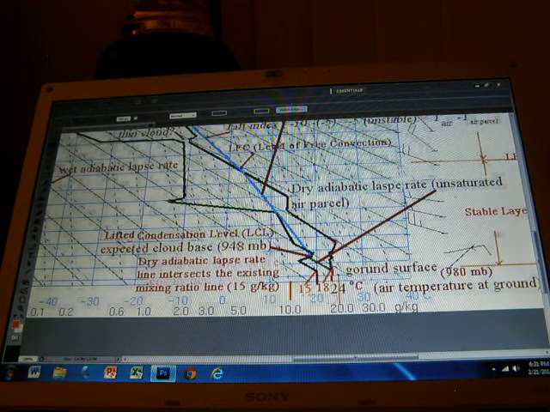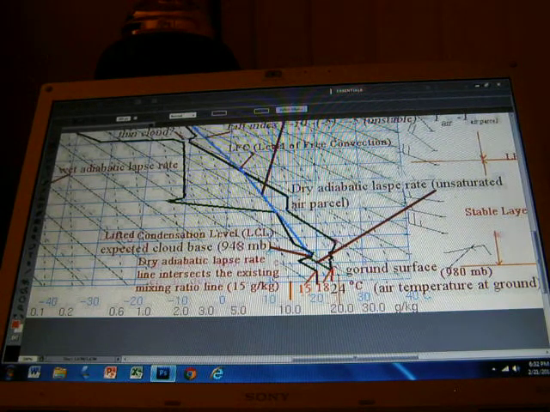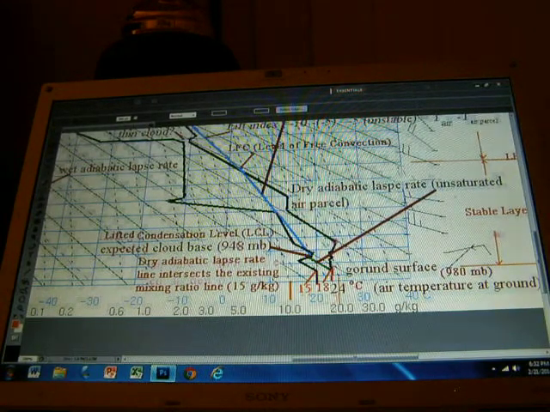This is the expected cumulus cloud base at about 948 millibar height. Starting from this point, the air is already saturated, so it should follow the wet adiabatic lapse rate, which is the blue dash curve. So we draw the blue line, heavy blue line, parallel to the blue dash curve.